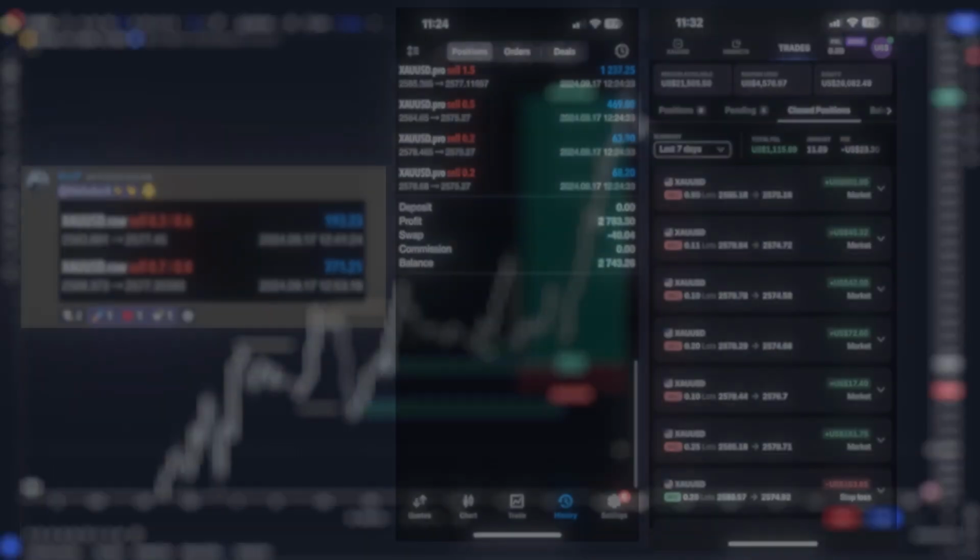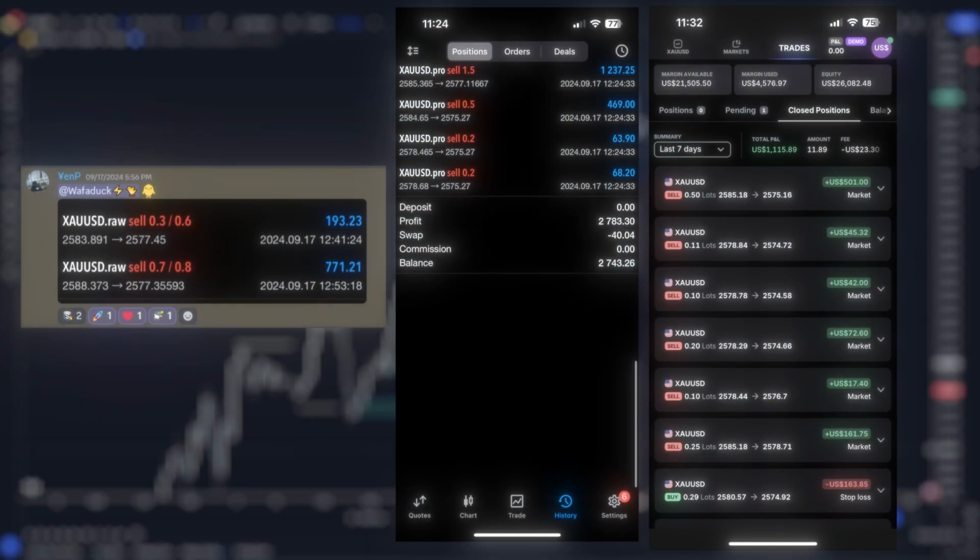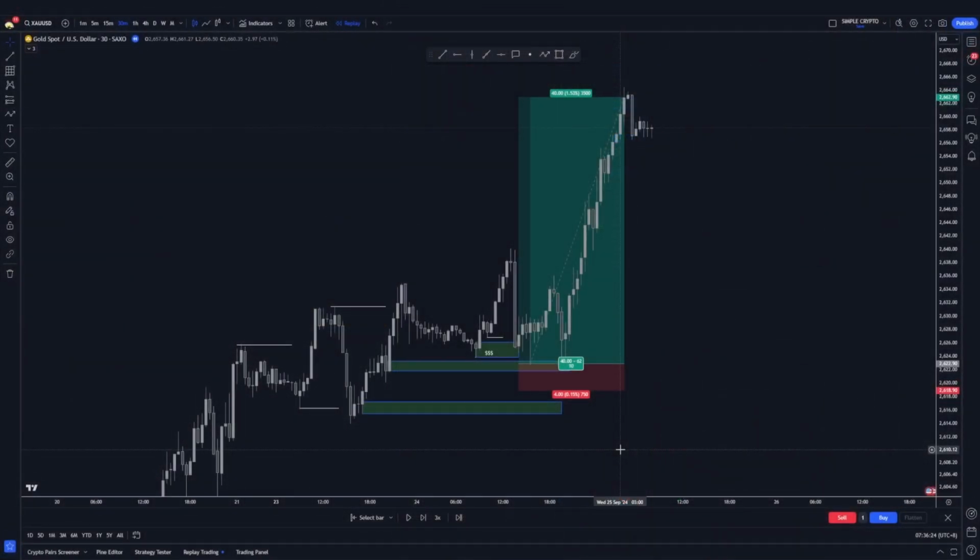Now there are going to be beautiful testimonials popping up on the screen for this specific trade, from people who were also able to take this trade.